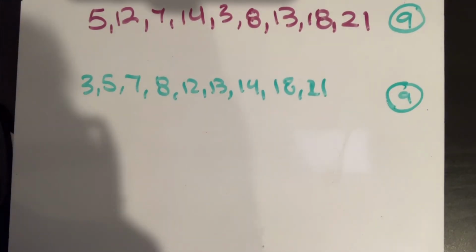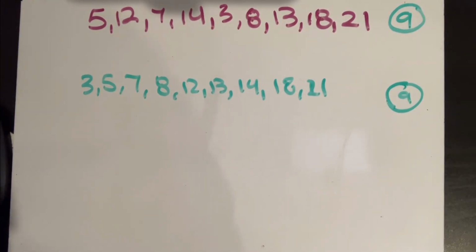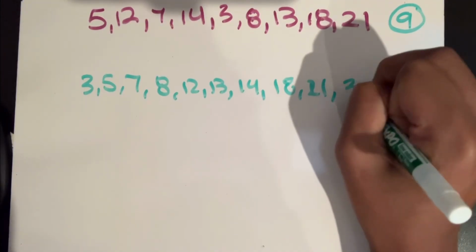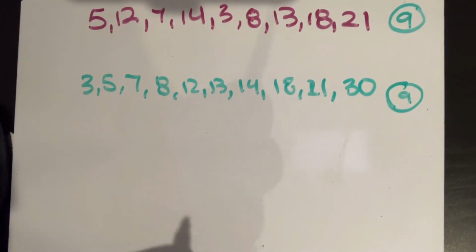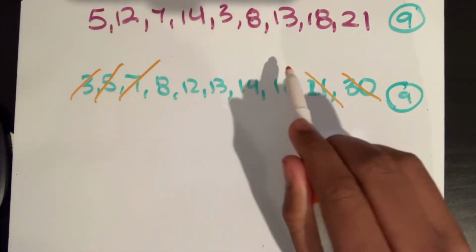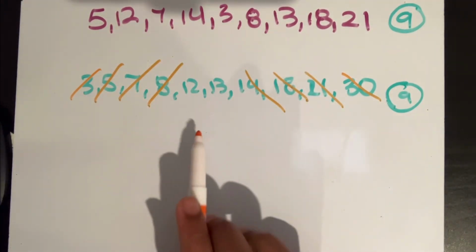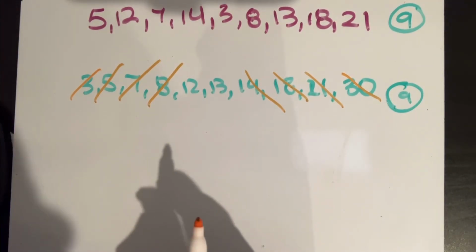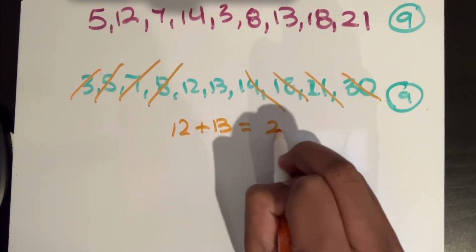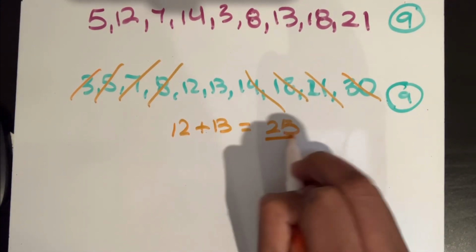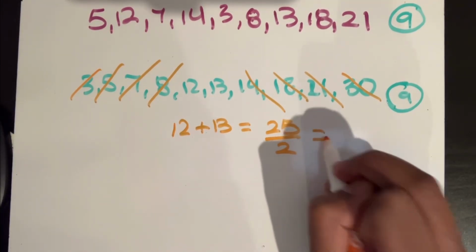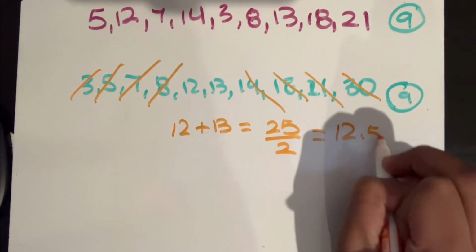Sometimes a median is not as easy as just looking in the middle for the number. If you had an even amount of numbers in the data set, say we add 30, and we start crossing off on each end, we're left with 2 numbers in the middle. So what we have to do is add the 2 numbers together to get 25 and divide that by 2 because that's how many numbers we added up. 25 divided by 2 equals 12.5.